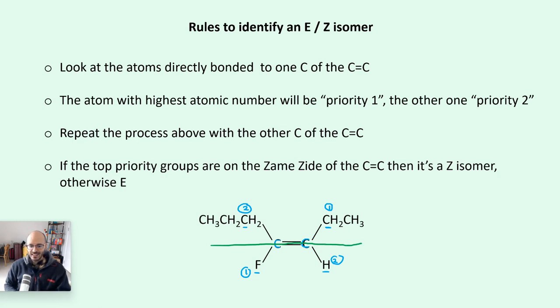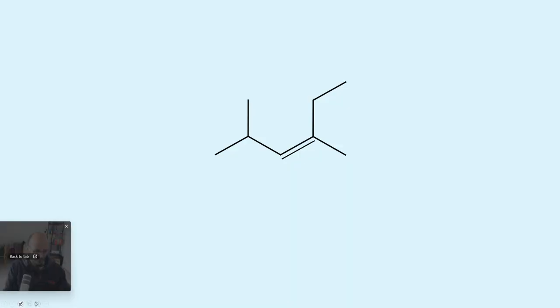And you can see that the top priority groups are on opposite sides of the double bond. When they are on opposite sides, that means they are enemies. Enemies means E isomer. If they were on the same side, then they would be Z, but that's not the case here. Okay? Perfect, so let's have a look at the next one.